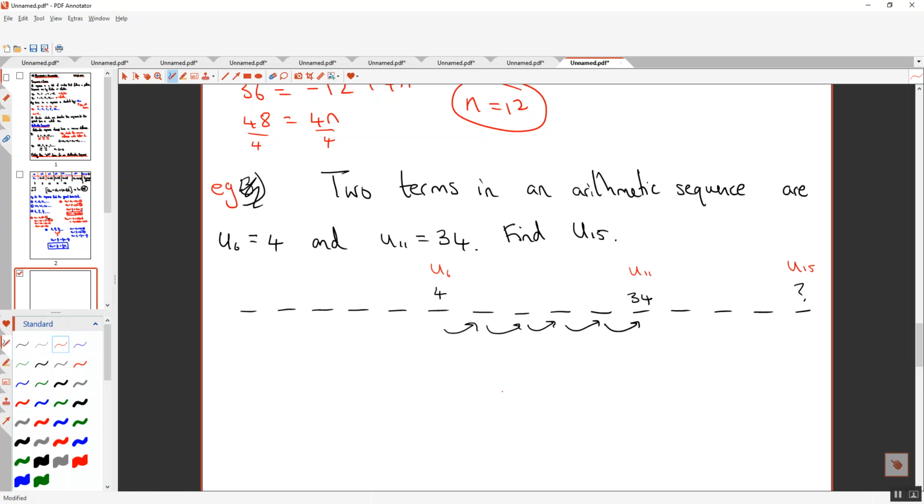34 take away 4 is 30. 30 divided by 5, because it's 5 gaps, is 6. Let's test it. So 4 plus 6 is 10, okay, going up by 6 each time. 16 minus 4.